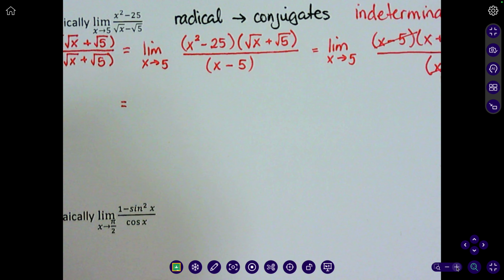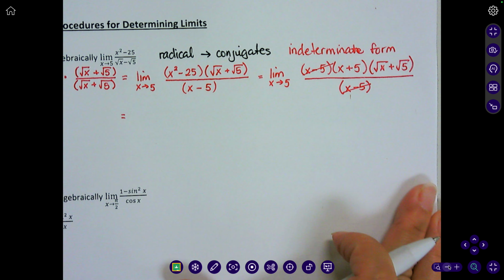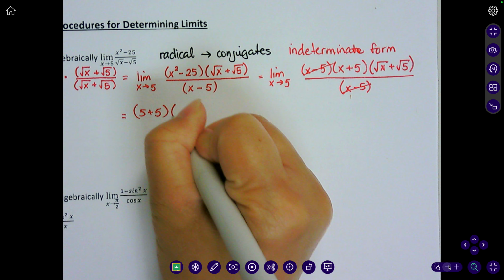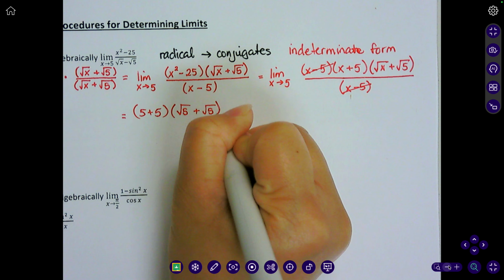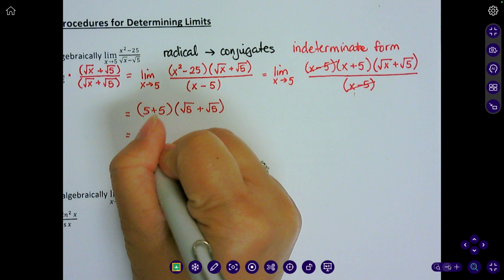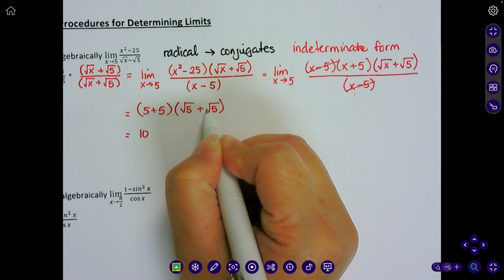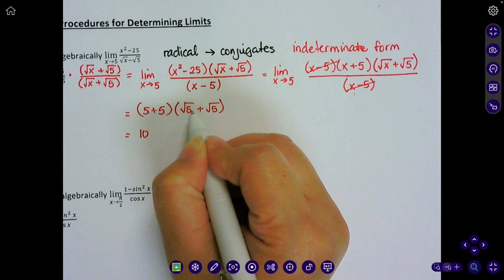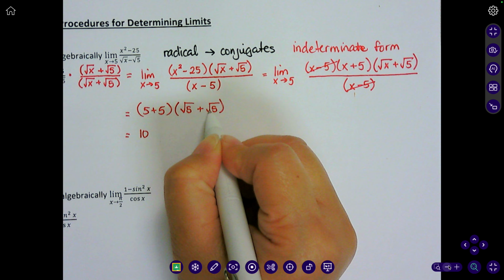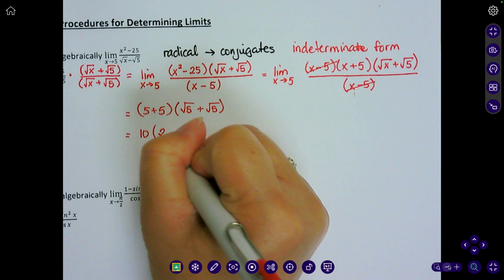So equal. Probably have to zoom out a little bit so I can see the problem. Here you go. So if I plug in the 5, that's going to be 5 plus 5 times the square root of 5 plus the square root of 5. That's going to give me 10 root 5, add another root 5 is 2 root 5. So make sure you know that. These are like terms, so you add the coefficients in front of them. If you don't have one, it is a 1. So 1 root 5 plus another 1 root 5 is 2 root 5.